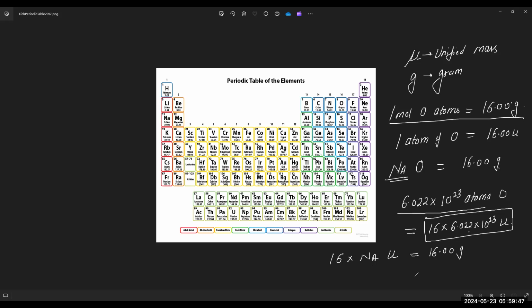Mayank, why can I not say that? Any questions? No, they are not equal, yes. But I'm getting the relationship between U and gram. Right now, the dimension is the same. This is the mass of 1 mole of oxygen atoms, which in grams is like this. In U, it is this. In grams, it is this. So I can put them equal to each other.